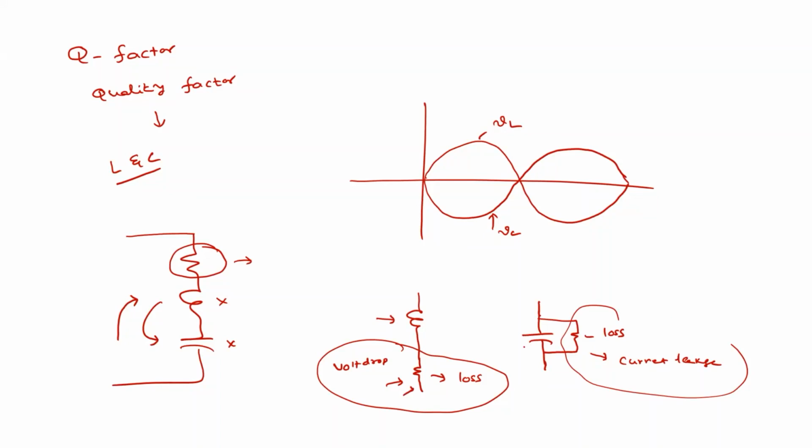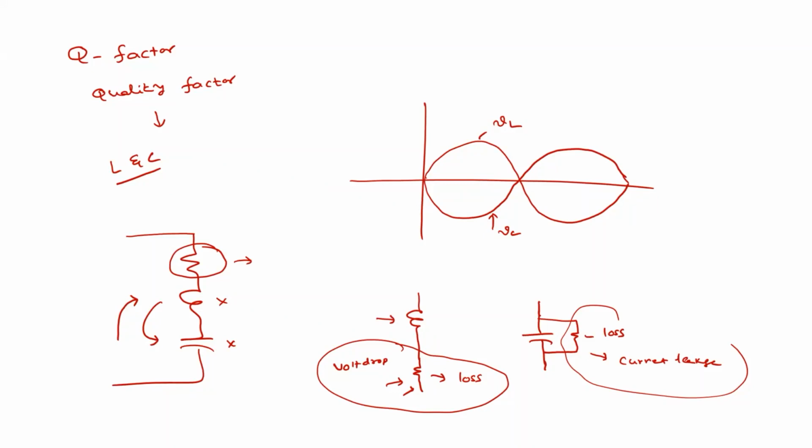Similarly for a capacitor, how is it made? You require two plates, and between those plates you have some capacitance. If the plates are there, eventually there will be some leakage current in those plates. That is represented as a high-magnitude resistance.